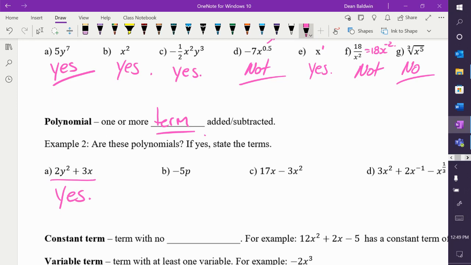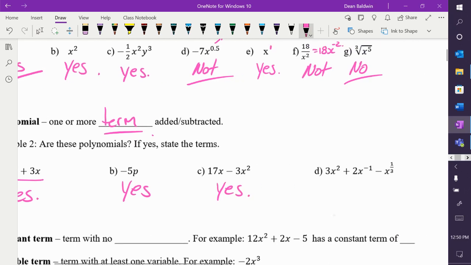Is B a polynomial? Look at the exponents. Don't look at the numbers in front. It is a polynomial because the exponent is 1. Is C a polynomial? It is because the exponents are all good. And D? No, because we've got a negative exponent and we have a fractional one. So nope.